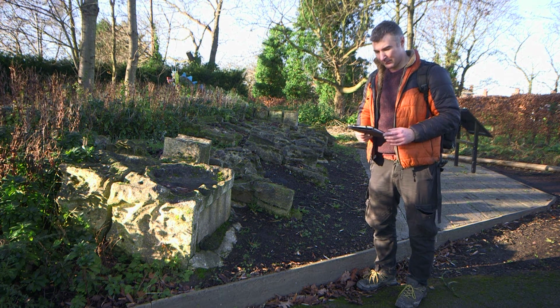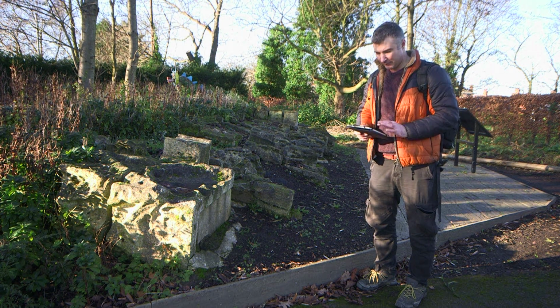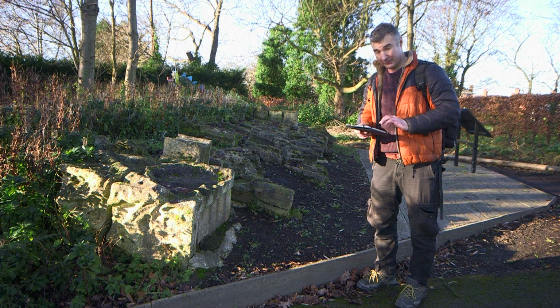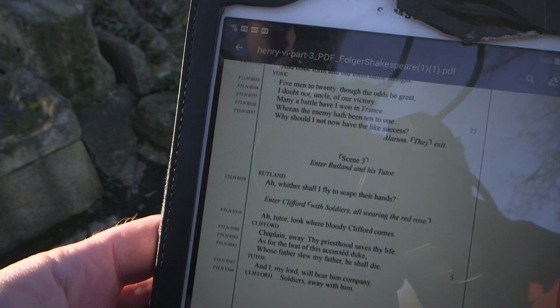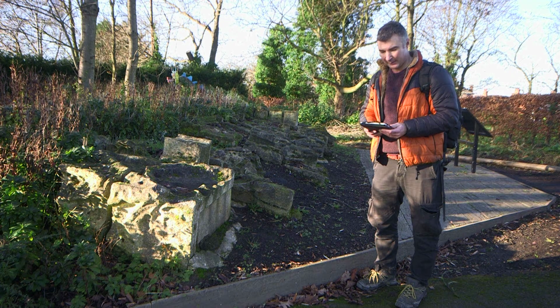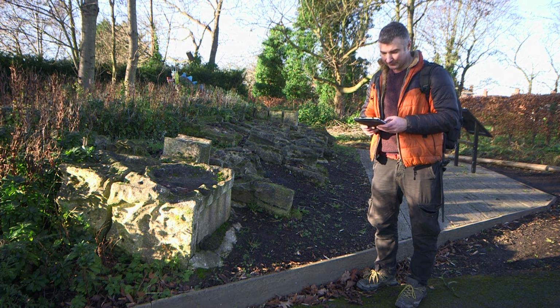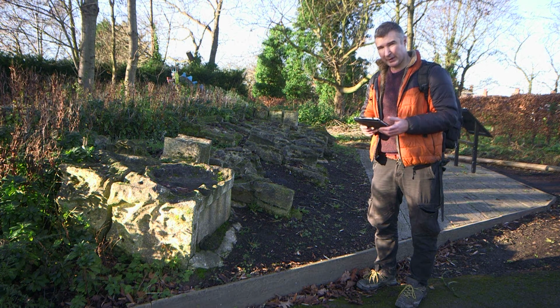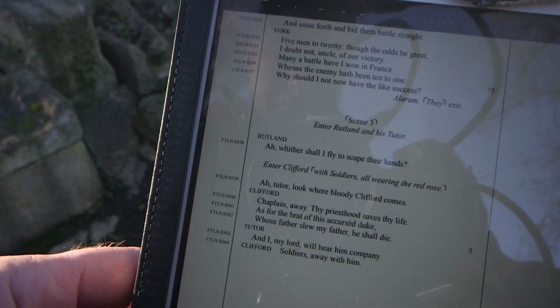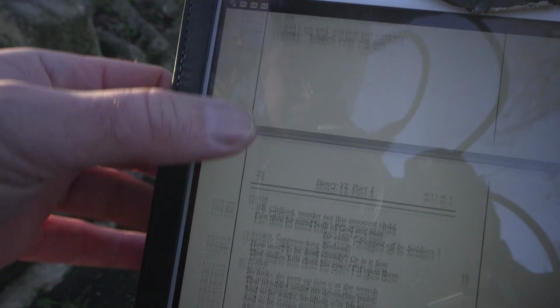Now, I'm no actor, but I'll run you briefly through the scene. It's scene 3, and it begins with Clifford chasing down Edmund and his tutor, just to emphasise Edmund's age. The tutor begs for Edmund's life and is dragged away by Clifford's soldiers, leaving Clifford and Edmund to face each other.